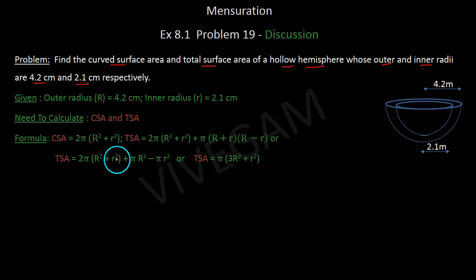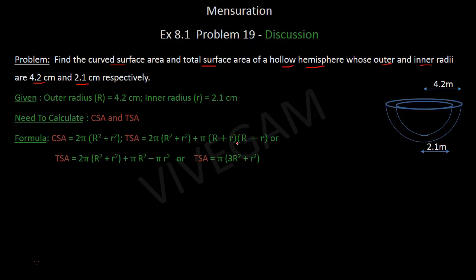Similarly, 2 pi small r square minus 2 pi R small r square. So that will cancel and you'll get pi small r square, which is written here, pi small r square. So these are the three ways the TSA can be calculated, but in our case we'll use this formula because straight away you can add and multiply it.